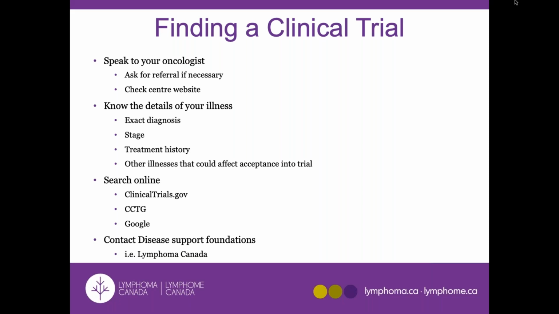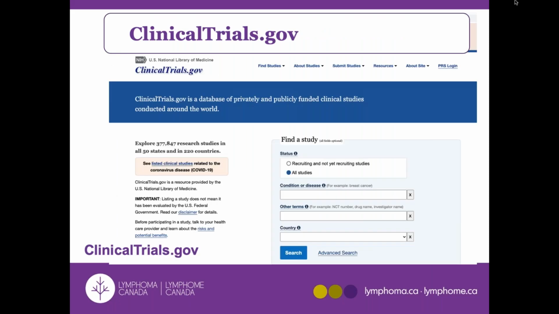Clinicaltrials.gov is very important. In Canada, we have the Canadian Clinical Trials Group, and I'm going to show you some of those trials on the hematology site group. Google can also be very useful. And then there are some disease support foundations, Lymphoma Canada, and I'm going to show you the new clinical trial web page that Lymphoma Canada is adding or has added to their website. And there are others that can be used depending upon the exact diagnosis that you have. Myeloma Canada, etc. Waldenstrom Foundation, we'll talk about those in a minute.